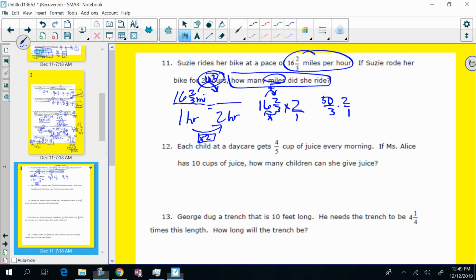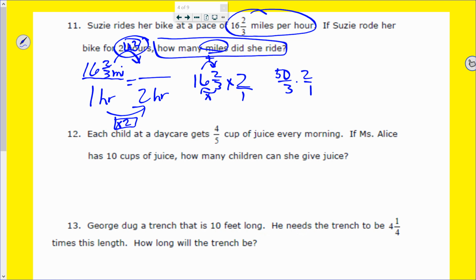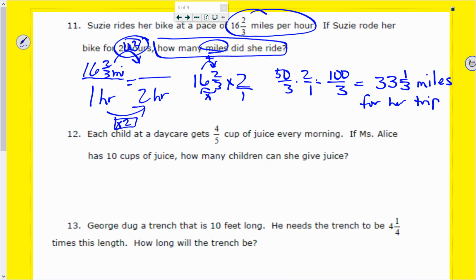On this one, I don't have any reductions I can do. So that means we're just straight up multiplying. 50 times 2 gives me 100. 3 times 1 is 3. 100 divided by 3 is going to go 33 times with 1 left over. So 33 1/3 miles for her trip, or what she did in 2 hours.